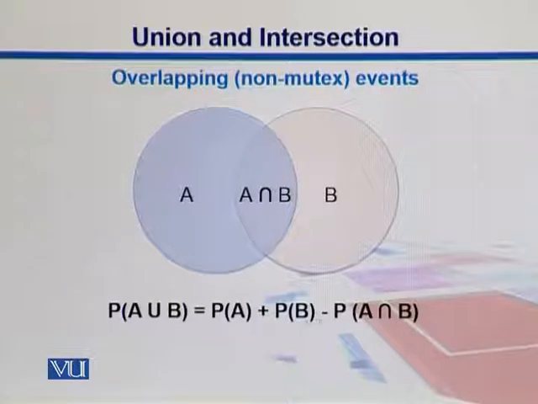In case of overlapping or non-mutually exclusive events, we can see the intersections. Here, if we take the union, we can add their individual probabilities, but we need to take out this part which is common to both. So the probability of A union B is equal to P(A) plus P(B) minus P(A intersection B). Why are we taking this intersection out? Because if we don't, we are overcounting the events which are common to both of them.